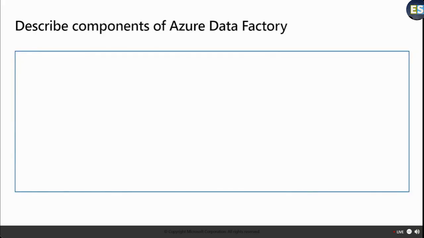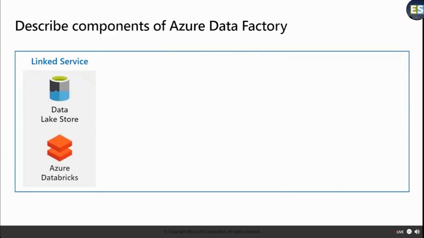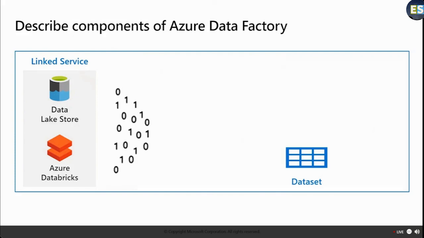Now, Azure Data Factory uses a number of different resources like linked services, data sets, and pipelines. So with linked services, Data Factory moves data from a data source to a destination. A linked service provides the information needed for Data Factory to connect to a source or a destination. For example, you can use the Azure Blob Storage linked service to connect the storage account to Data Factory, or the Azure SQL Database linked service to connect to a SQL database.